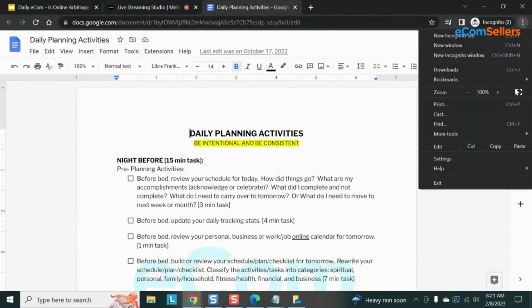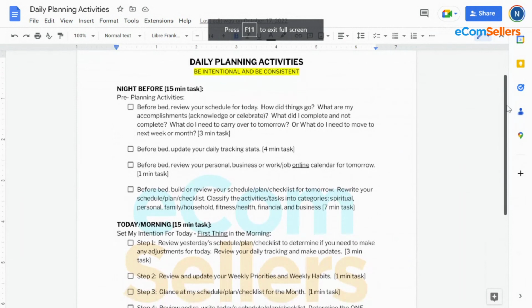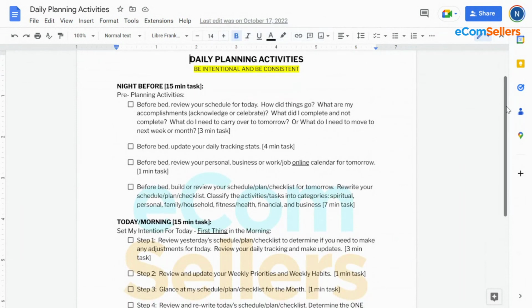So with the daily ecom planning checklist, there's 3 things that we're going to focus on. The first one is the things that we're going to do the night before. The next are the things that we're going to do the morning of. And then the next thing is the things that we do in the future, that we're thinking about the future. So the night before, and the reason that we do this is because we want to be intentional and be consistent in our business. Being intentional and also being consistent will help us to grow and scale our business much quicker and much faster.